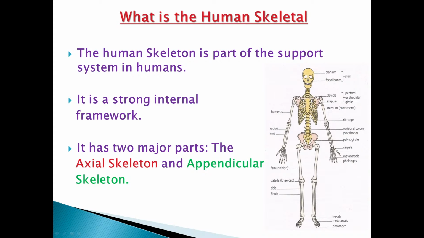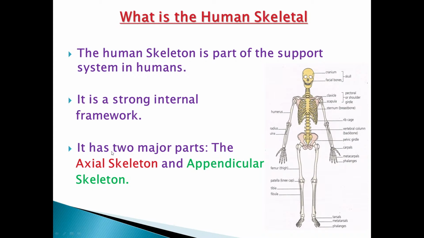You cannot see or touch their bones, simply because the human skeletal system is internal, within the human body. That simply means it is covered by your skin. So that's why the second pointer is saying that it is a strong internal framework. Let's move on to the third pointer.